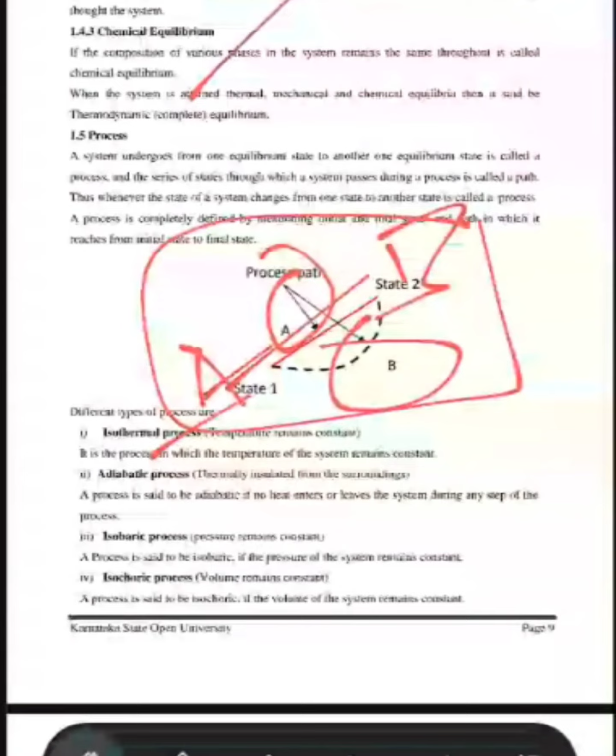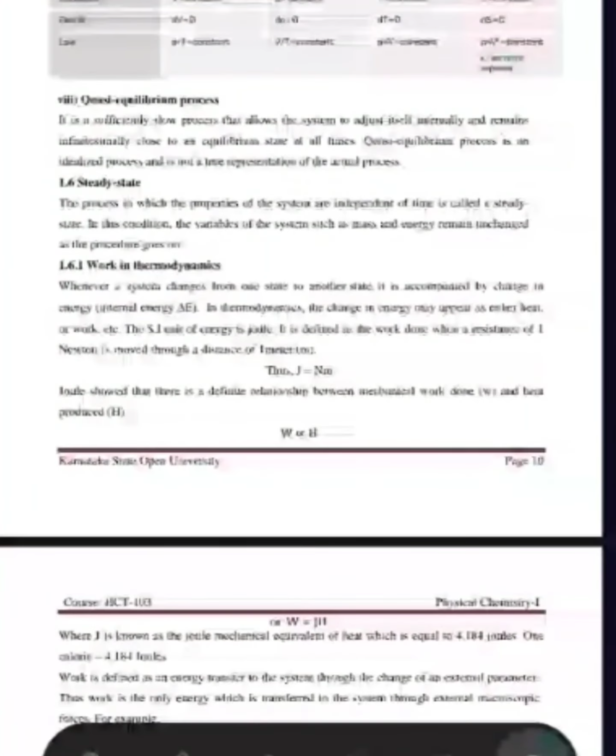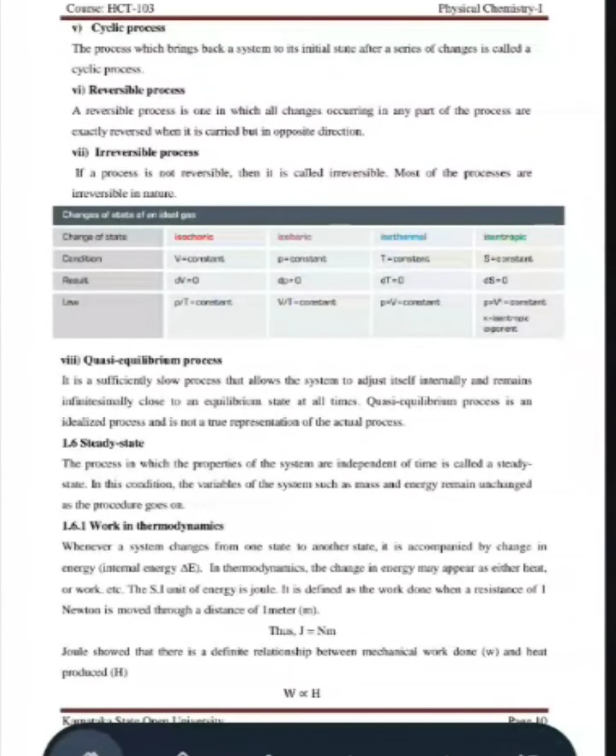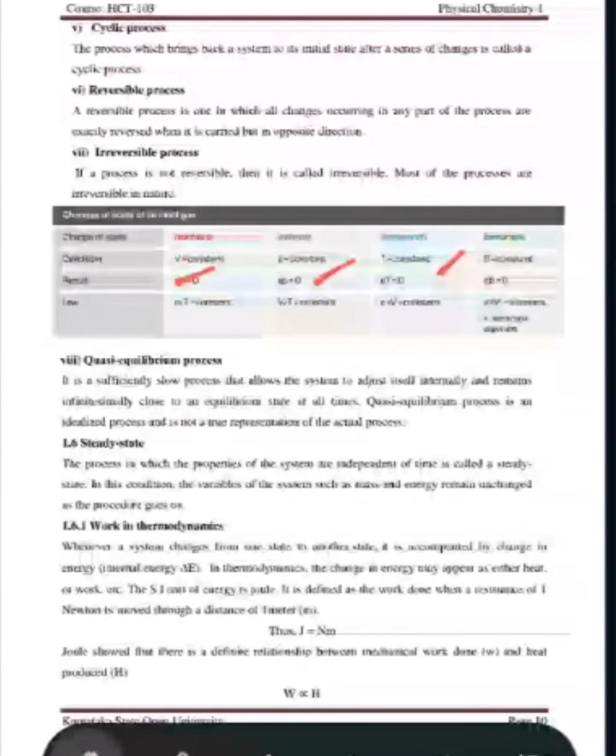And next is the steady state. So these are the different variations taking place: in isochoric, V is kept constant, that is volume; in isobaric, pressure is kept constant; in isothermal, temperature is kept constant; in isentropic, S is kept constant. S is nothing but the entropy.